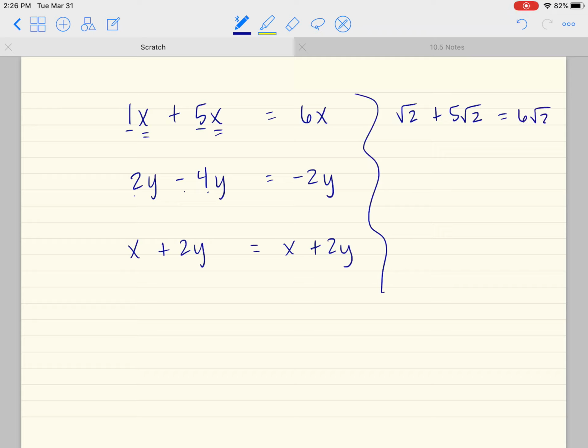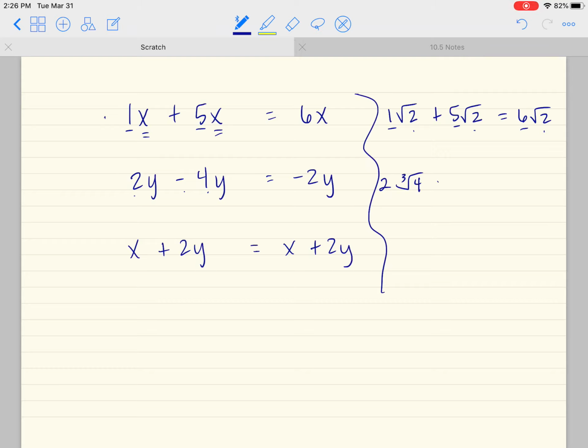If I had, let's say, 1 radical 2, and I wanted to add 5 more radical 2's, well, then I would have 6 radical 2's altogether. Where again, the radical 2 part isn't changing. All we're doing is combining the coefficients, so the 1 and the 5, to make the 6. Okay, so if we have like radicals, we can combine them by combining their coefficients in the same way we would combine the coefficients of like terms.